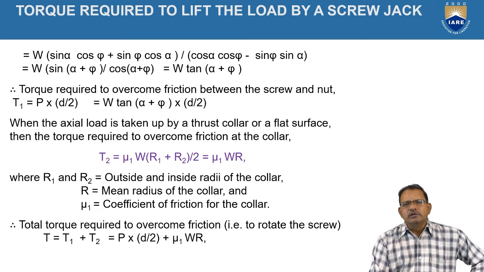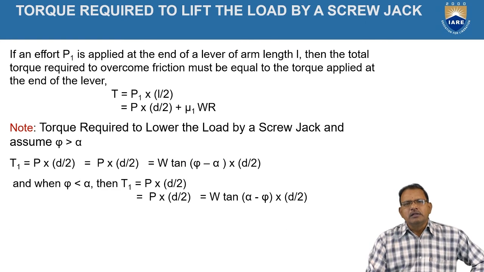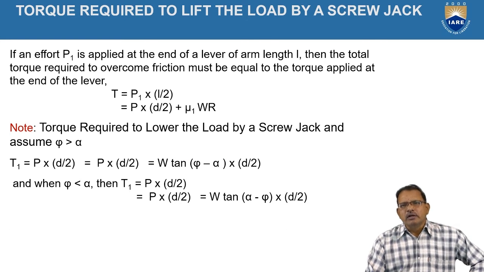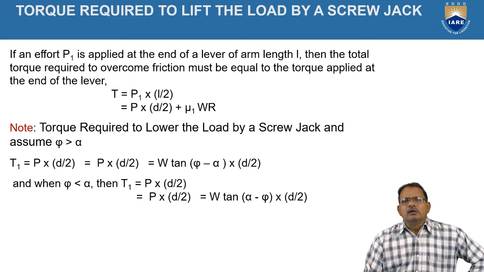The total torque required to overcome the friction between the sliding body and the surface and the column is equal to the sum of T1 plus T2, which is equal to P into D by 2 plus mu1 into W into R. Since the effort is applied at the end of the lever, which has length L, the total torque required to overcome the friction must be equal to the torque applied at the end of the lever, which is T equal to P1 into L, which is also equal to P into D by 2 plus mu1 into W into R.